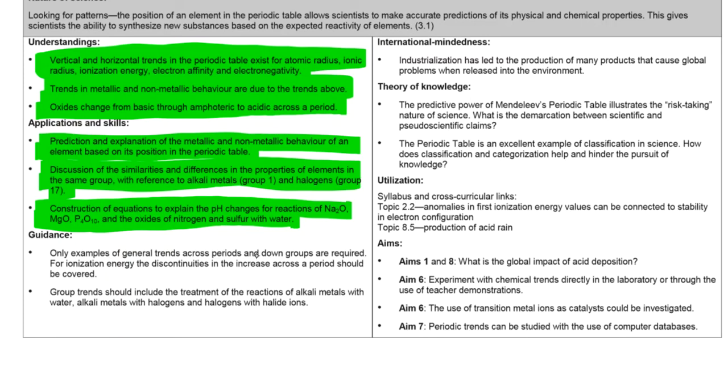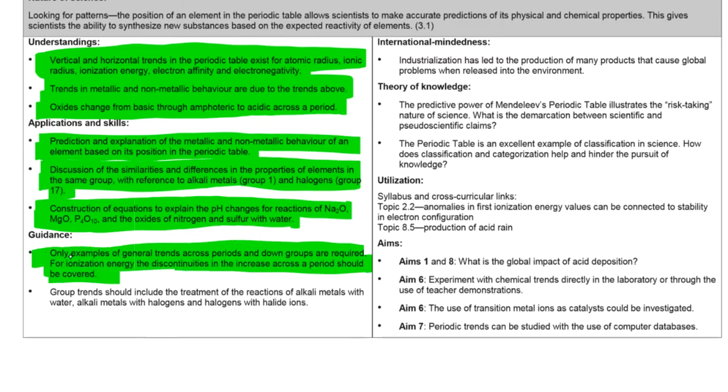Only examples of general trends across periods and down groups are required. So when you talk about these trends along periods or down groups, you don't need specific values. You just need to know whether, say, electronegativity increases along a period and decreases down a group, etc.